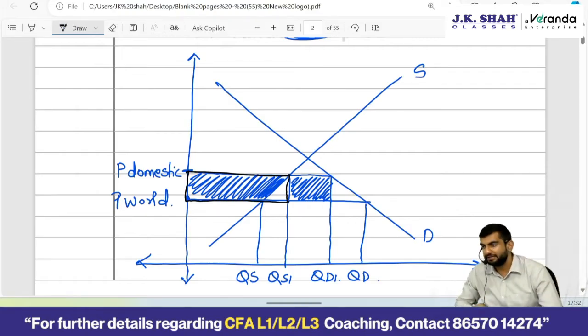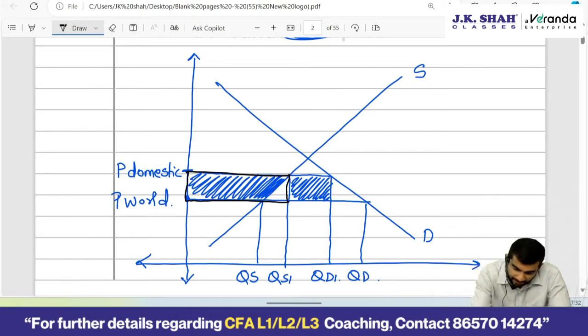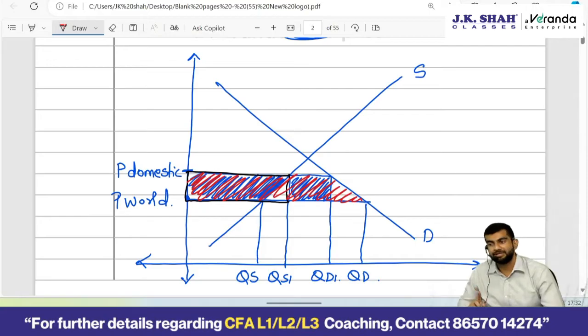You take out the triangle area, half into base into height. Okay, so you get the producer surplus. Now this entire red area will be what? Loss in consumer surplus. Okay, so one party's surplus is the other party's loss. Government is enjoying surplus, which is the consumer's loss. Producer is enjoying a surplus, which is the consumer's loss.